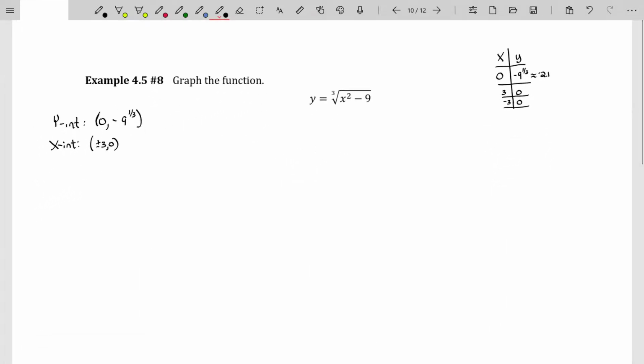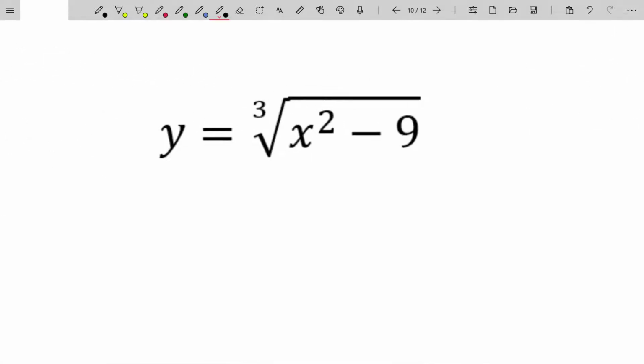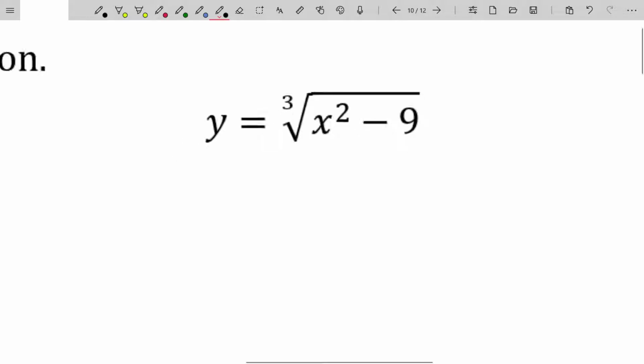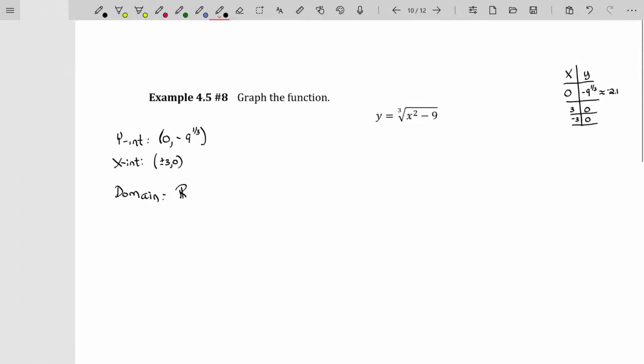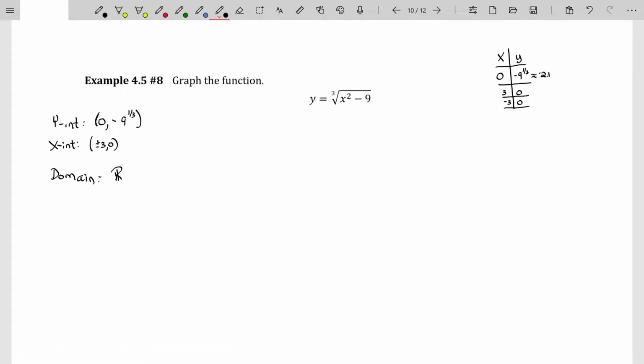The next thing I deal with is domain. It's kind of the next thing you learn in mathematics. The domain of that function is all real numbers, which is super nice because I know I don't have vertical asymptotes. It's all real numbers because you could take the cube root of anything. So there you go. You plug in anything you want. That's done. Let's see what else.